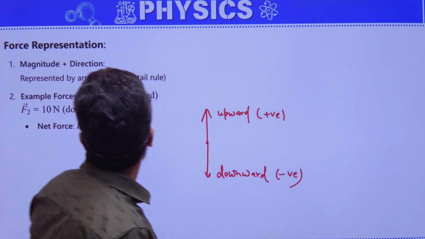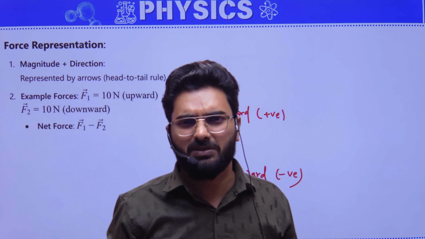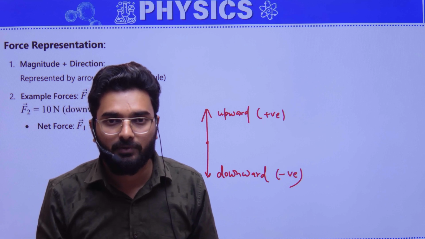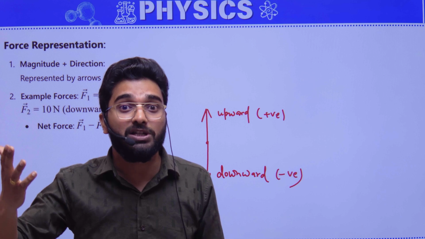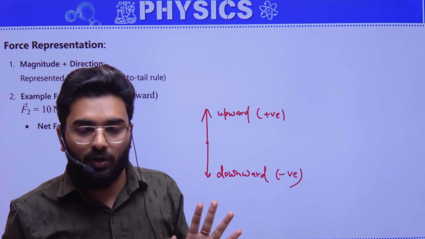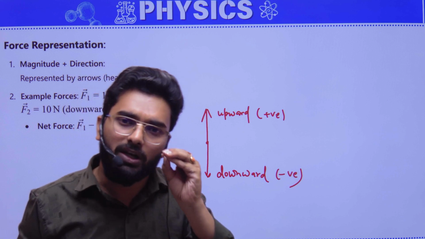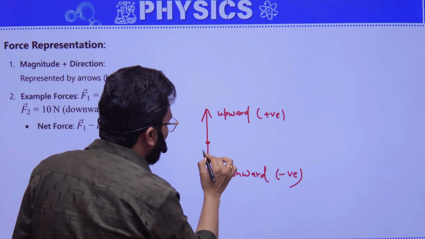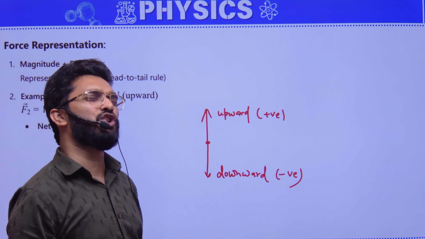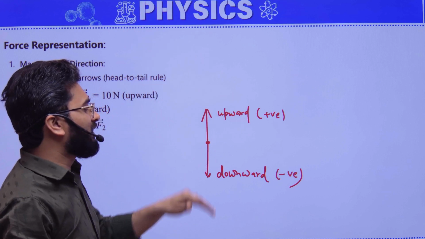Next we talk about force representation. Many times it creates a lot of confusion how to decide the direction of any vector, and many times we see negative and positive signs with vectors. So basically in vectors, positive and negative are only for direction. Let's suppose we have this point, this is the upward direction and this is the downward direction. So we decide that the upward direction is the positive direction and this is the negative direction.